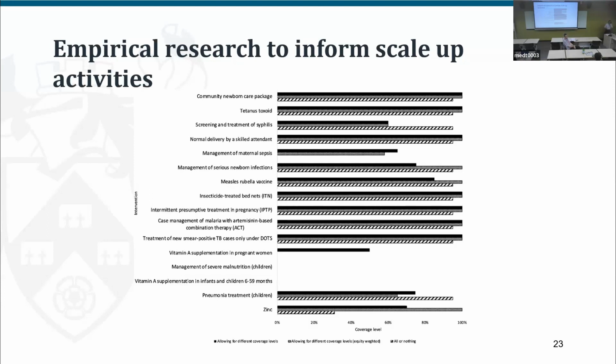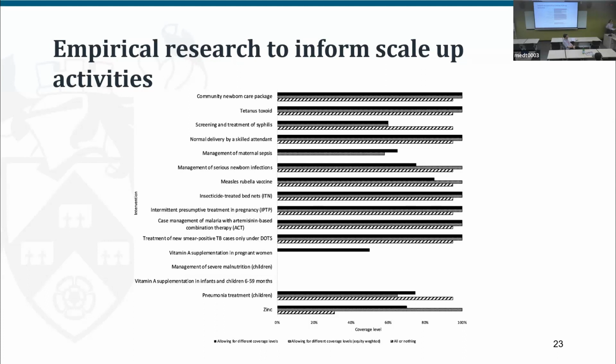What we can see from that is the results of the optimization. That is, given the budget, what intervention coverage levels we would have. So in the first scenario, where we allow for different coverage levels, we maximize health, given how costs and benefits would vary by coverage. So 7 interventions are provided at 100% coverage, while another 7 are provided at lower levels of coverage, and 2 are not provided at all.